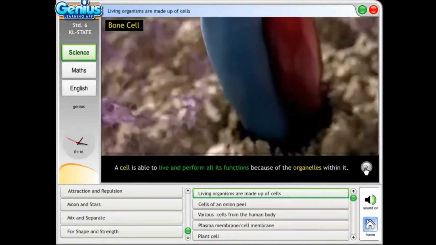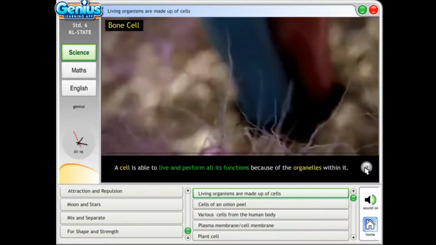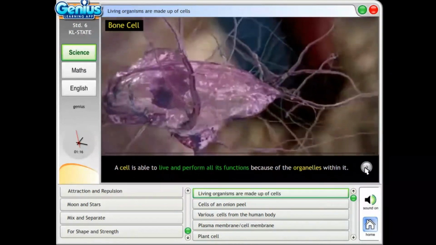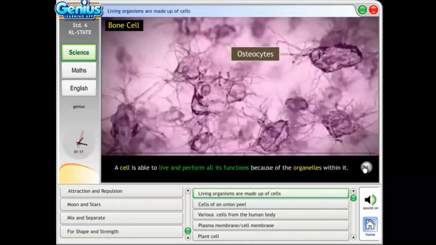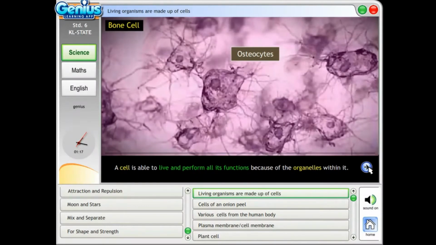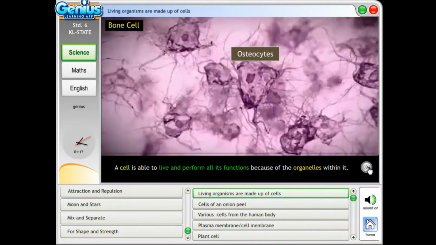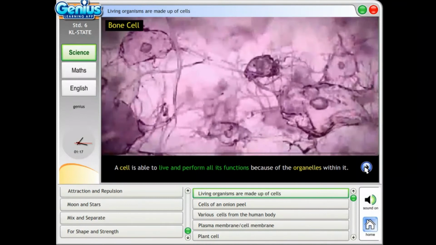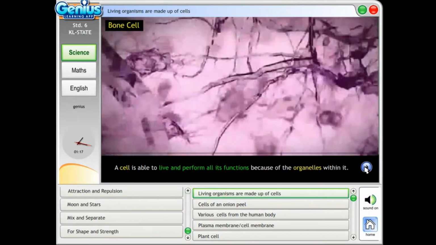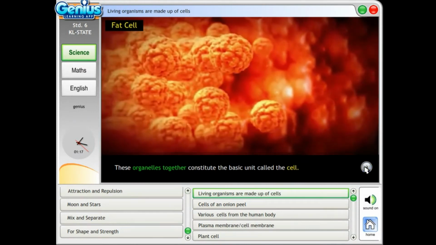A cell is able to live and perform all its functions because of the organelles within it. These organelles together constitute the basic unit, called the cell.